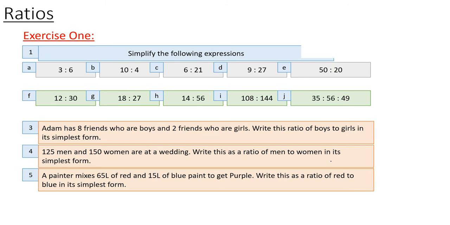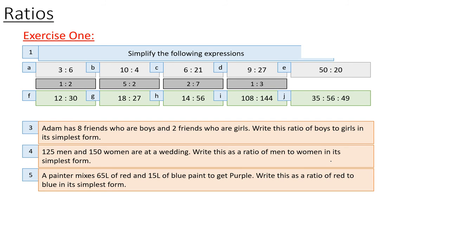Okay, so hopefully you've been able to answer these questions. Let's go through these answers. Question 1A was simplified to 1 to 2, B 5 to 2, C 2 to 7, D 1 to 3, E 5 to 2, F, missed F. We'll go on to question 3.